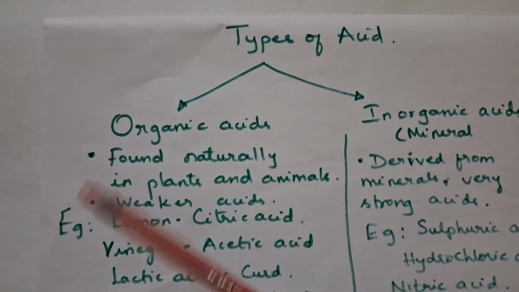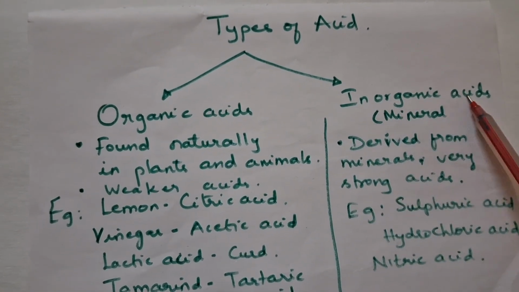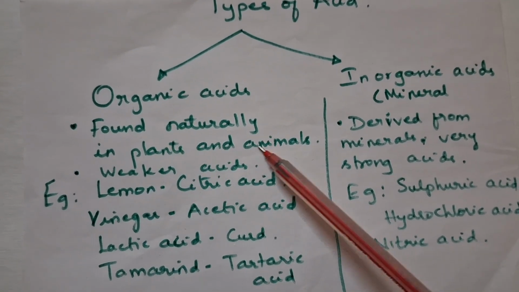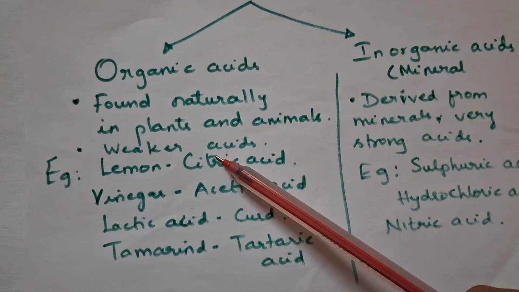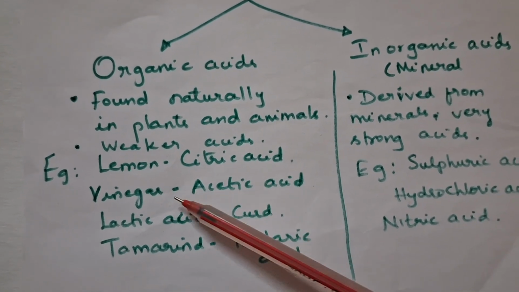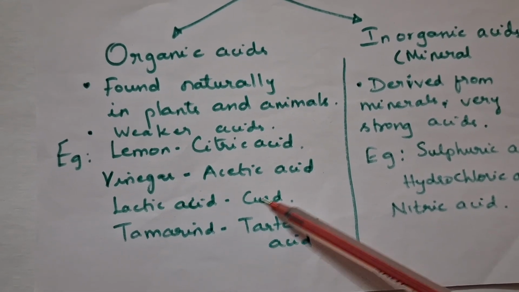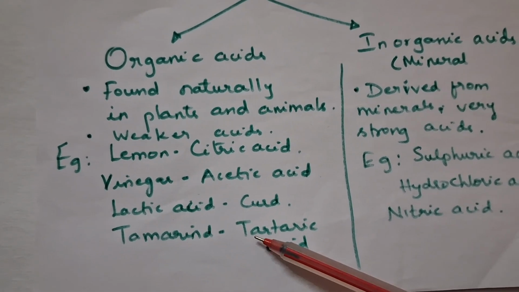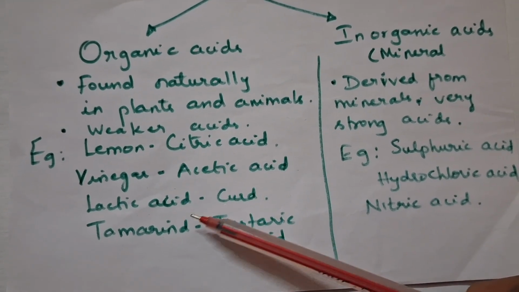So what are the types of acid? You find organic acid and inorganic acid. Organic acids are found naturally in plants and animals. In day-to-day life, we come across these. In fruits, in lemons, you find citric acid. Vinegar is nothing but acetic acid. In curd, you find lactic acid. In tamarind, you find tartaric acid. Similarly, in apple, you find malic acid. So many acids are present in foodstuffs.